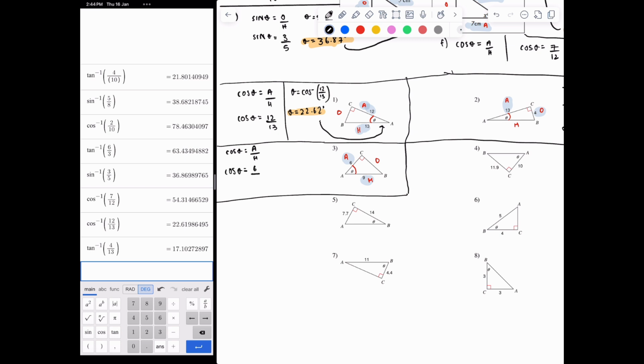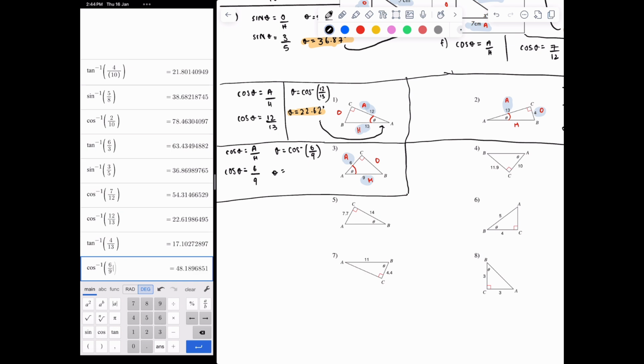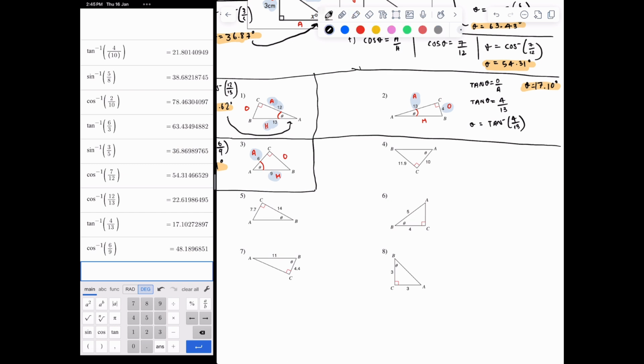Okay, so cosine theta equals 6 over 9. And if we want to find the angle, we have to use inverse cosine of 6 over 9, and then we can plug that into our calculator. And we get 48.18, but I'll round that up to 48.19. All right, degrees, don't forget that.